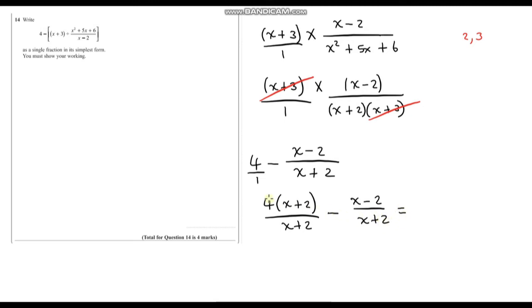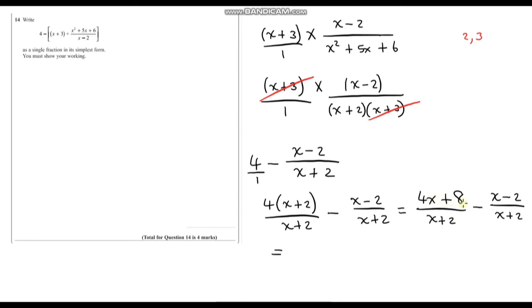So what does this give us? Well, we can expand the brackets first. So 4 times x is 4x, and 4 times 2 is 8. So that's going to be 4x plus 8, and all of that is over x plus 2. And then we're going to subtract x minus 2 over x plus 2. And now we've got the same denominators, we can just subtract the fractions. Well, subtract the numerators, I should say.